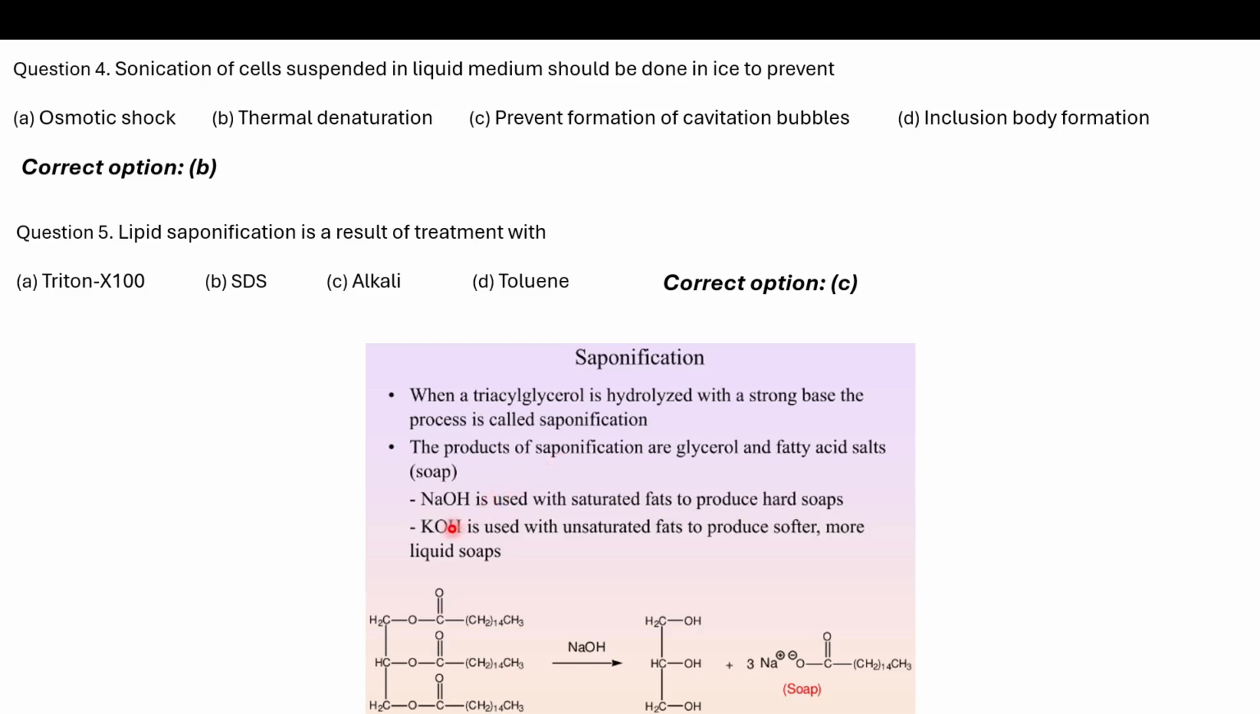For saponification in cell disruption, sodium hydroxide (NaOH) is used with saturated fats to produce hard soaps. KOH is usually used with unsaturated fats to produce softer, more liquid soaps. Basically, saponification is soap formation.